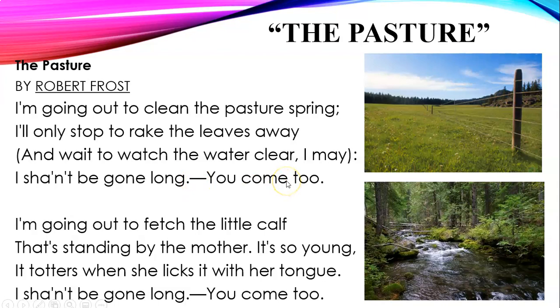You come too. I'm going out to fetch the little calf. So now he's talking about a little calf. So it's definitely outside, maybe on a farm. That's standing by the mother. It's too young. It totters when she licks it with her tongue. I shouldn't be gone long. You come too. Boys and girls, what 2 lines are being repeated? Number 4 and number 8. Good job. So the speaker or the poet is trying to emphasize or make a point of what?